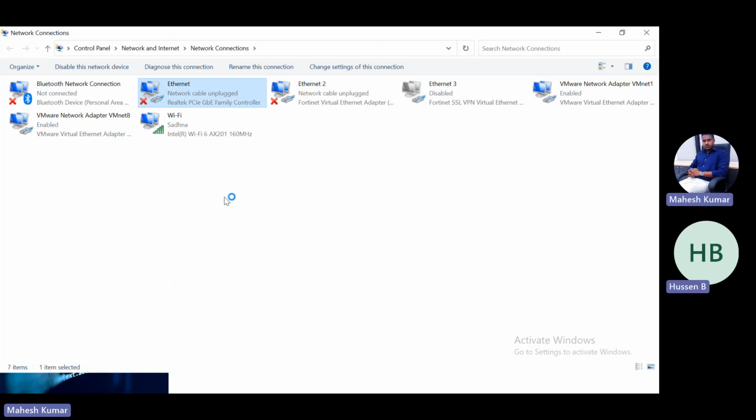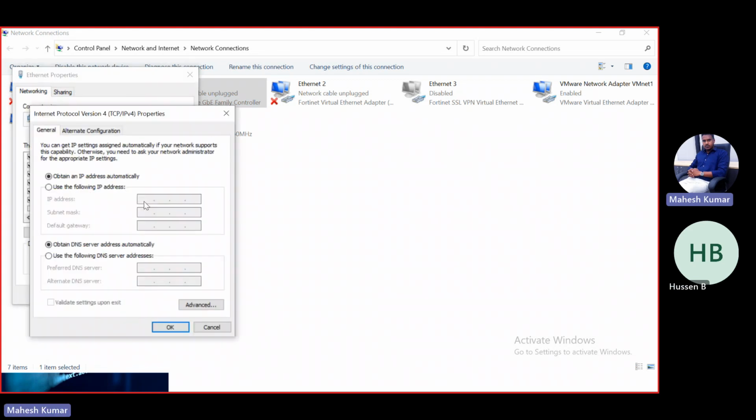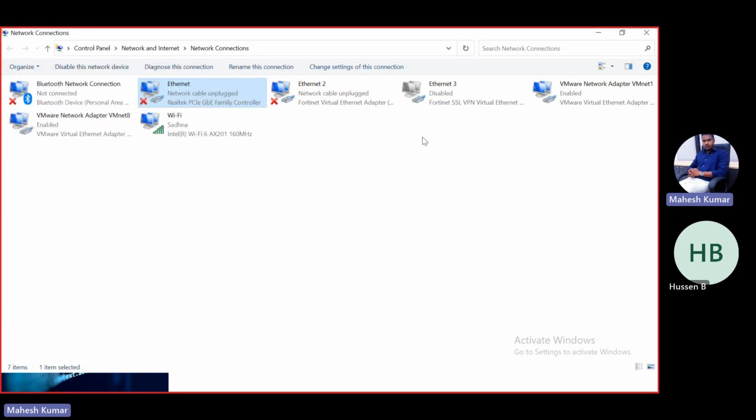Each box is called an octet. Here is one box, second box, third box, and the fourth box, right? Like 10.10.10.1. So there are four boxes, and in each box we are using 8 bits.